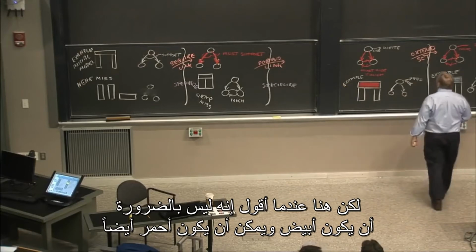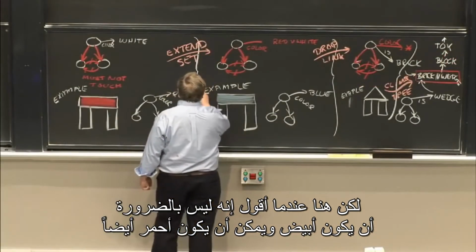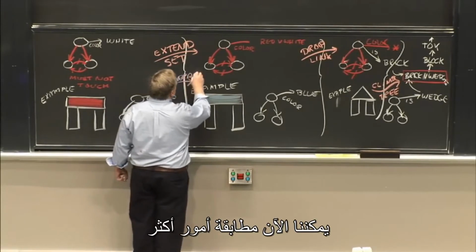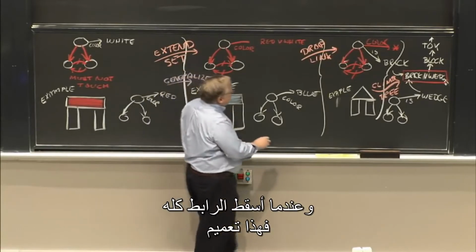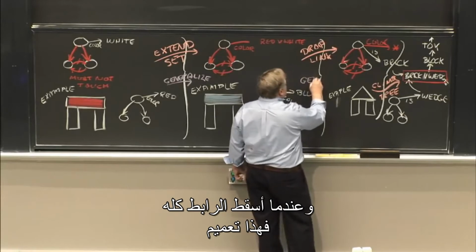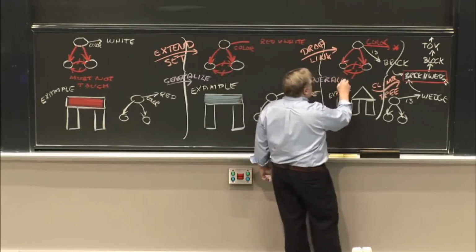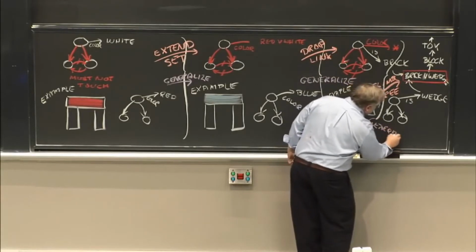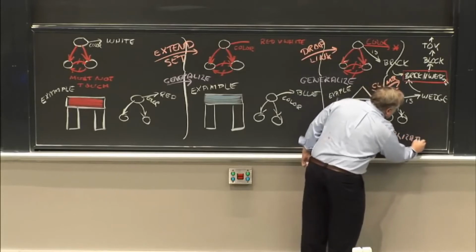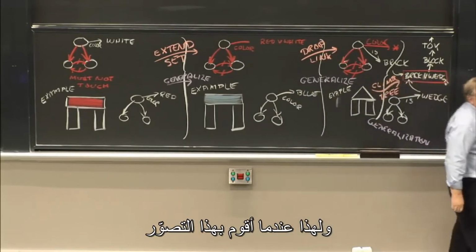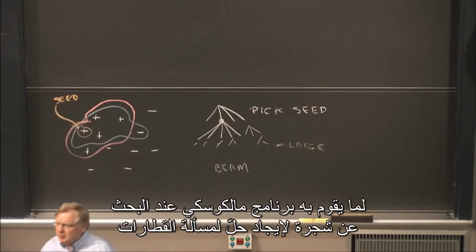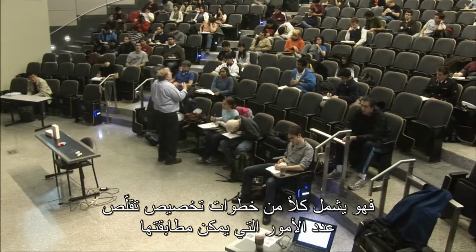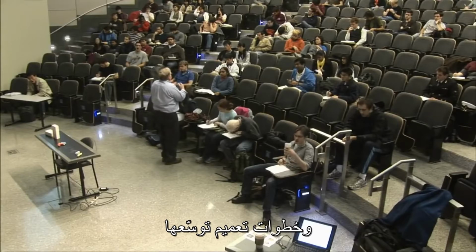But over here, when I go here and say, well, it doesn't have to be white, it can also be red, that's a generalization. Now we can match more things. And when I drop the link altogether, that's a generalization. And when I climb the tree, that's a generalization. And that's why when I do this notional picture of what happens when Milkowski's program does a tree search to find a solution to the train problem, they're both specialization steps which draw in the number of things that can be matched and generalization steps that make it broader.